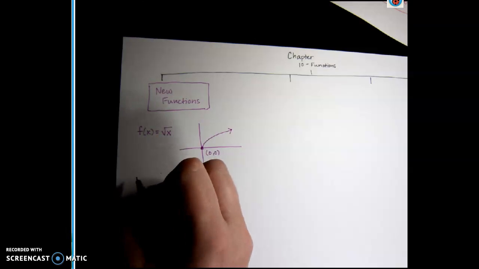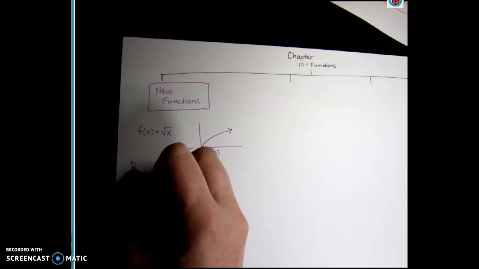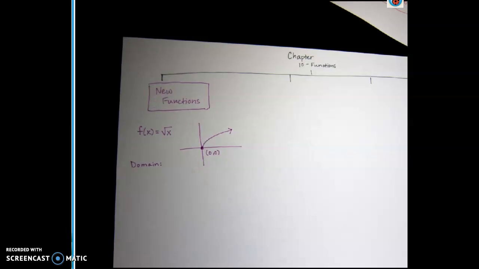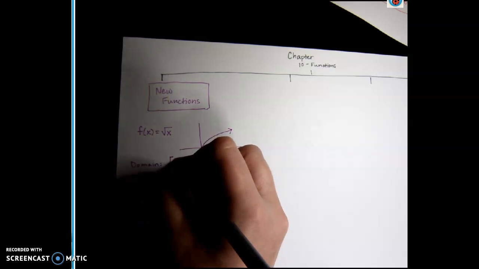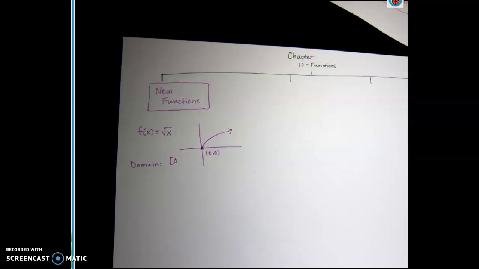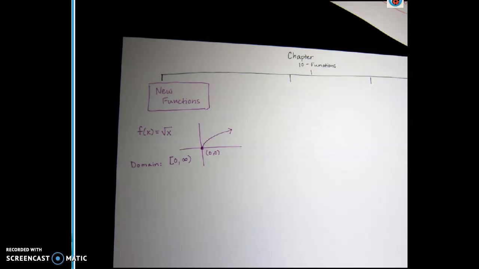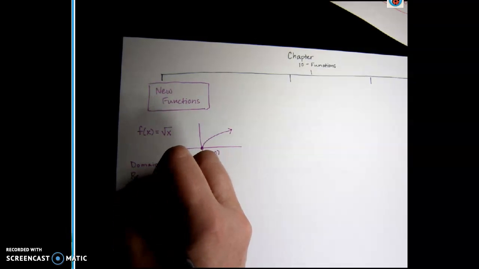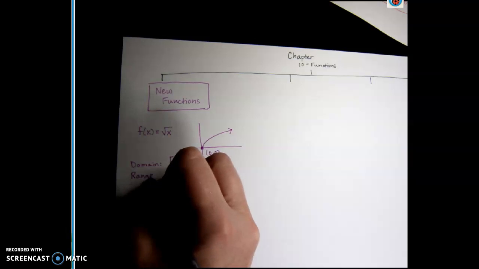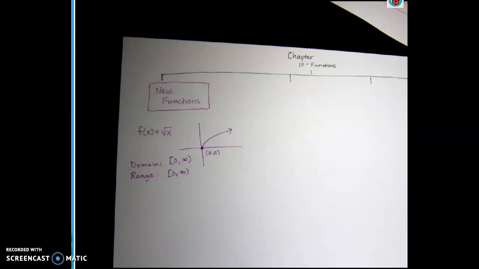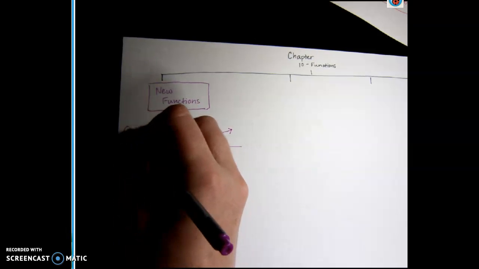We learned that the square root function has a domain. Remember, domain is from left to right. A domain that includes 0, so it has a square bracket on the 0, and goes up to infinity because you can plug in really giant numbers into the square root function. We found out that the range of the square root function also starts at 0 and goes up to infinity. So that was the first new function that you did.